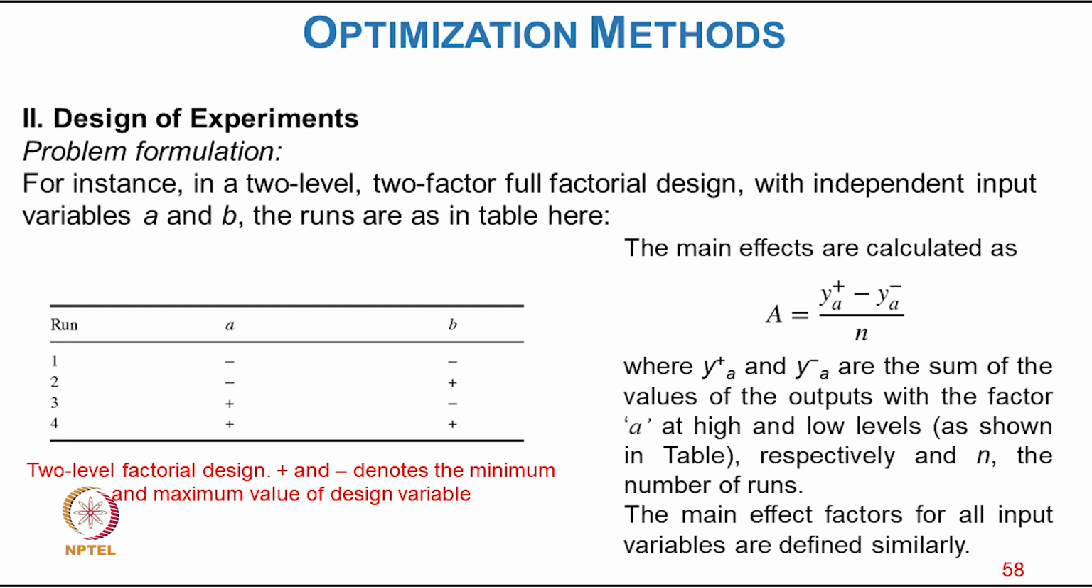Now coming to the problem formulation, for instance, in a two-level, two-factor full factorial design with independent input variables a and b, the runs are shown in the table. There are 4 runs, with two levels, a plus and minus, and b also plus and minus. The main effect of a is calculated as A = (Ya+ - Ya-)/n, where Ya+ and Ya- are the sums of the values of the output with factor a at high and low level, as shown in the table respectively, and n is the number of runs. The main effects for all input variables are defined similarly.